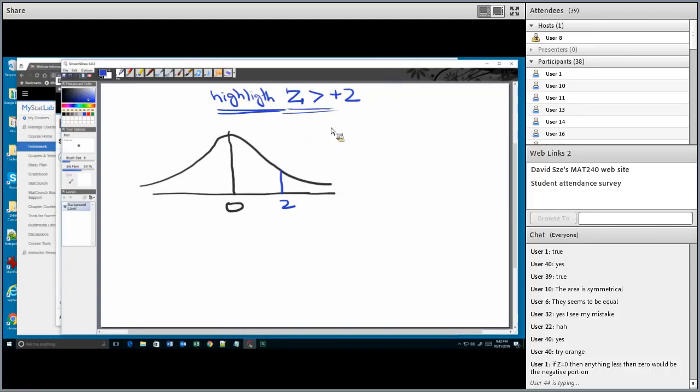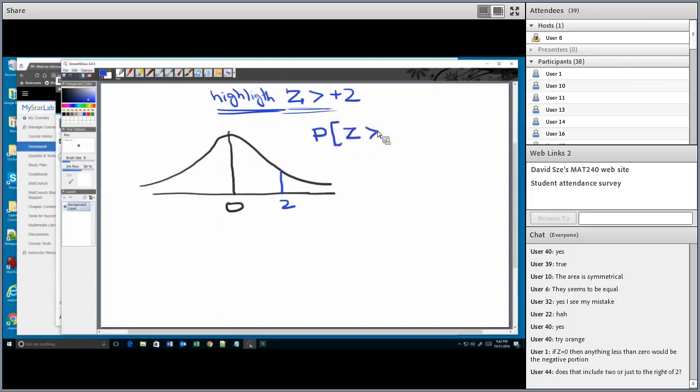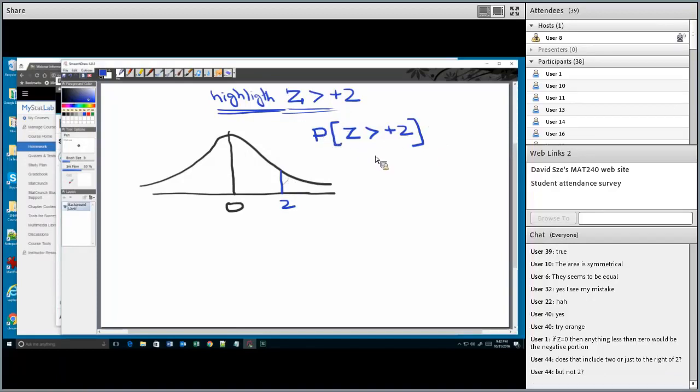Let me tell you what this is. Yes, Peter? It includes the area to the right of 2. Peter, that's a very good question. So Peter just asked, so let me stop here. Let me answer that question because that's a good question.